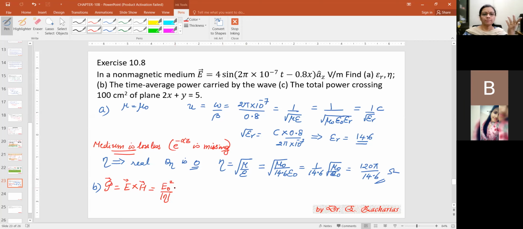So square that. So you will get sine square of omega t minus beta x, where omega is 2 pi into 10 to the power of minus 7 and beta is 0.8. And what is going to be the direction? Direction is going to be along the x direction. Look at this, there is an x here. So that's the direction of propagation. The wave is propagating along the x direction.